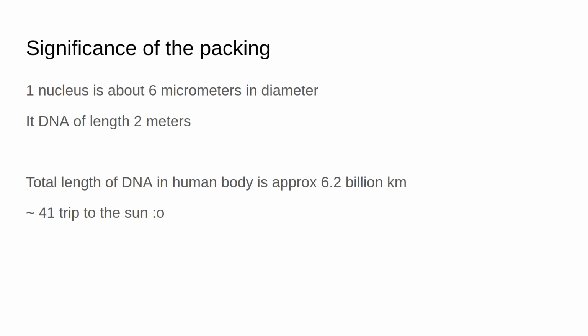And just to give you a real macro size view of that, the total length of DNA in the human body is about 6.2 billion kilometers, and that is about equivalent to 41 trips to the sun from the earth. Fascinating, right?